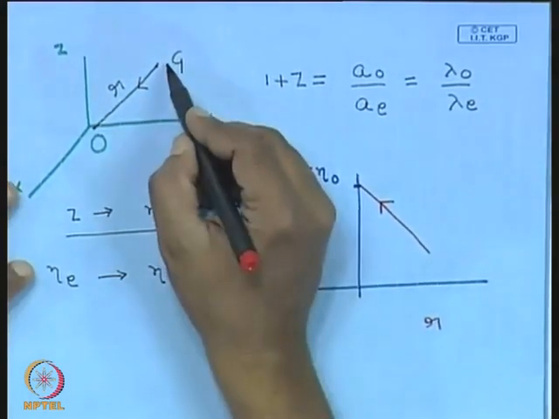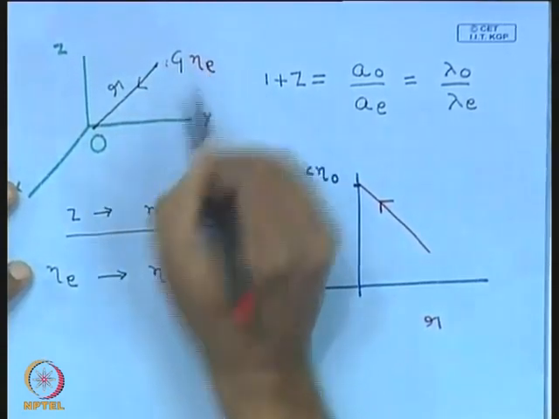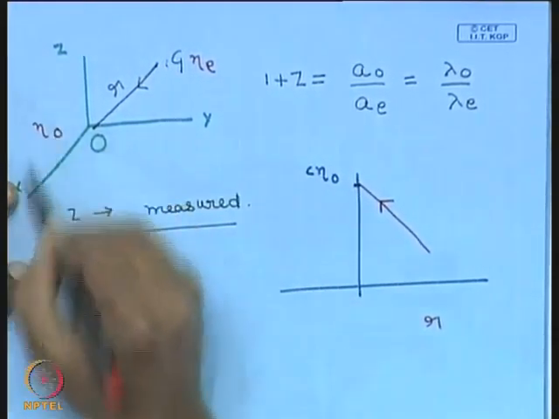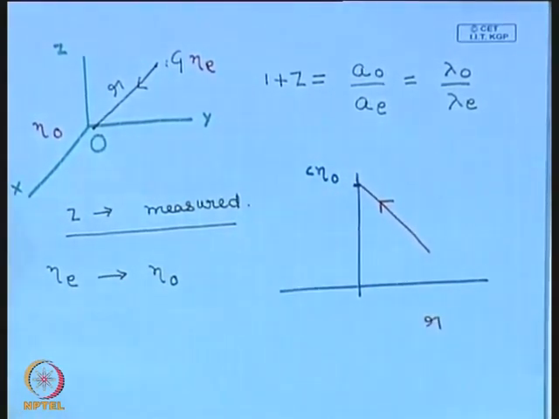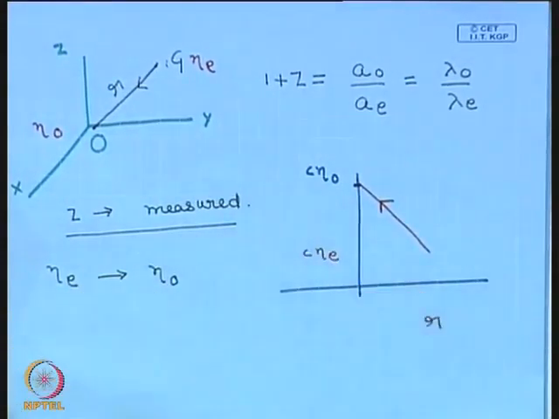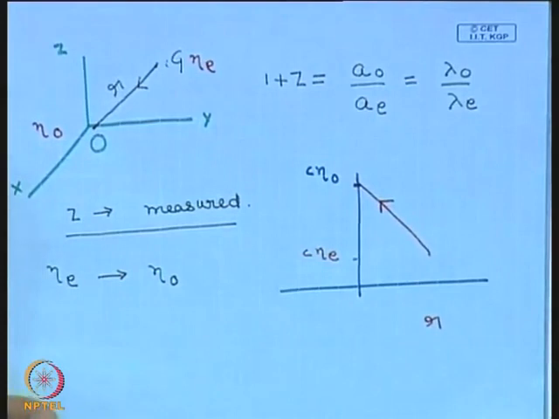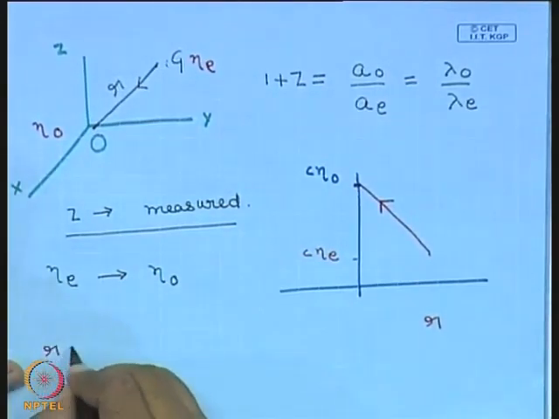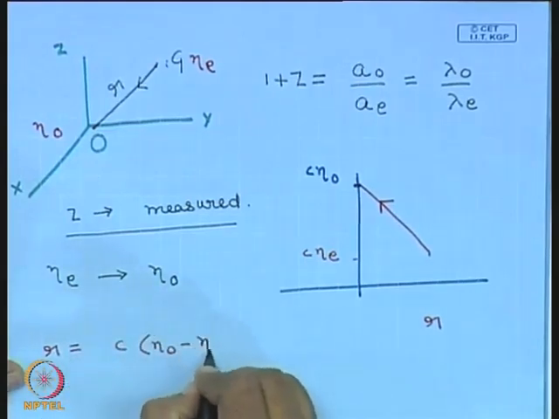So these two events, light being emitted from here at eta emitted, and the same photon being observed here at eta observed, will in the space-time diagram look like this. So this is c eta emitted, and this is the distance from which it is coming, the co-moving distance. So it is quite clear that the co-moving distance r is equal to c times eta observed minus eta emitted.